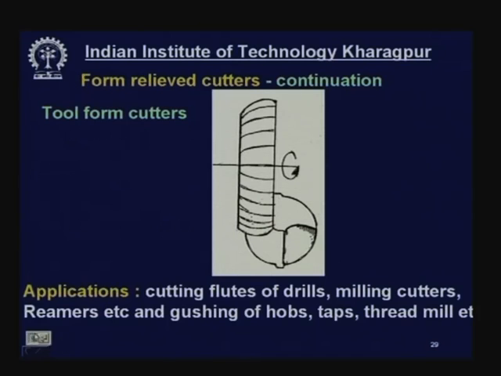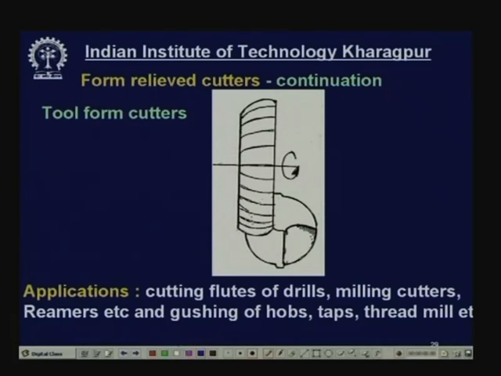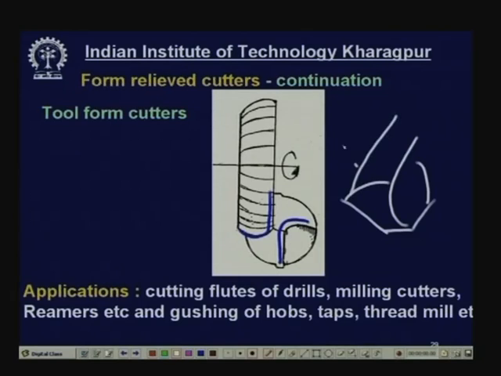Now, the form cutters, the form relieved cutters, can be used to produce, suppose this is the drill. What is the drill? This is also a solid high speed steel rod. Now, this groove has to be made. You see that in drills, this is a drill, it is bounded by flutes, is it not?